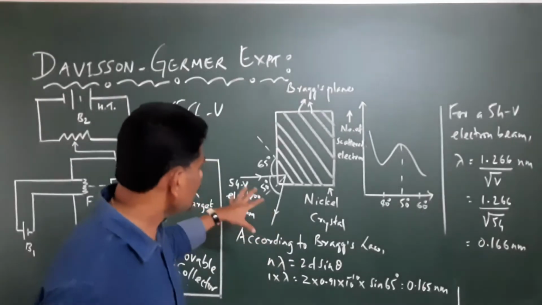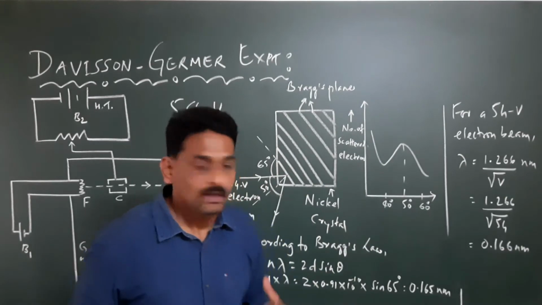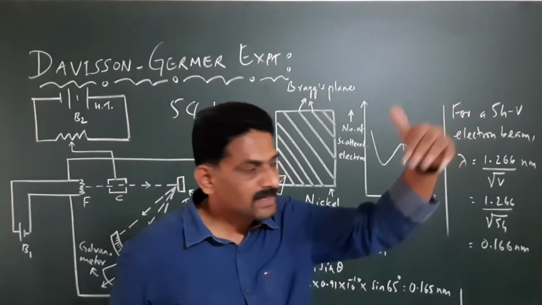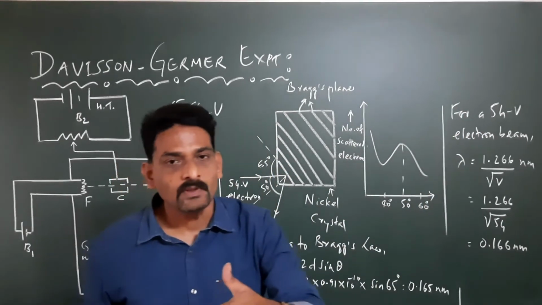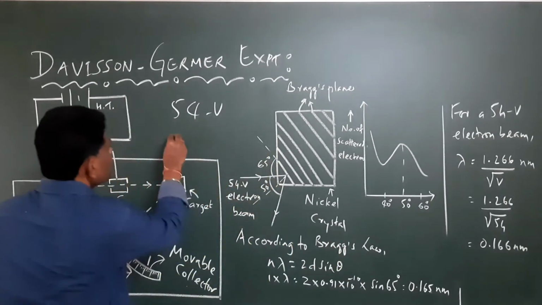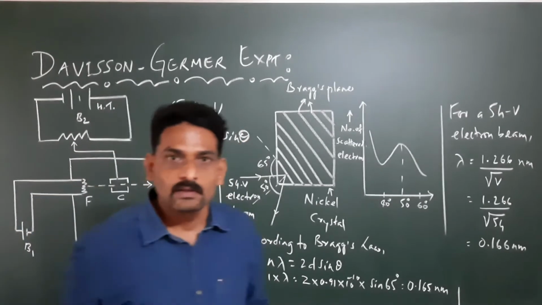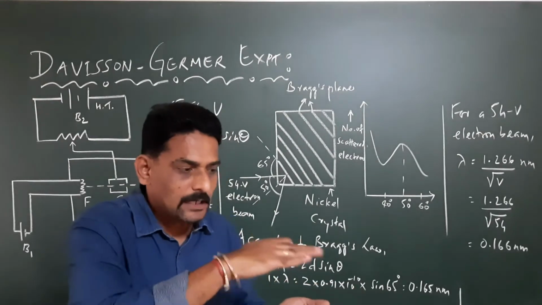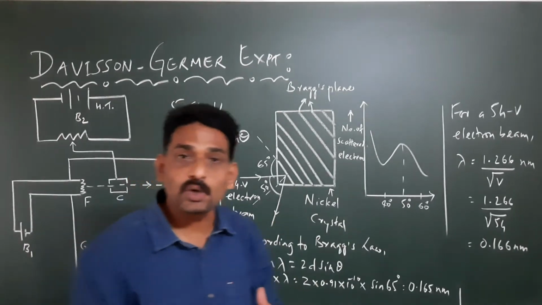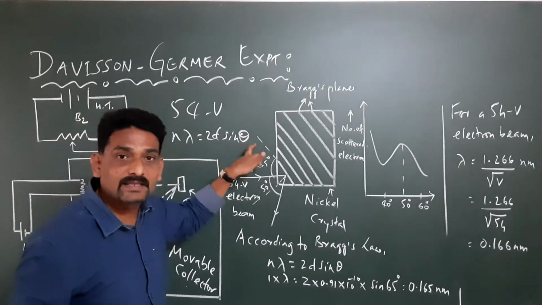Now here we have what is known as Bragg's law. What is Bragg's law? As per Bragg's law, whenever you have a crystal made up of a number of Bragg's planes, the incident X-ray beam undergoes Bragg's diffraction whenever the condition n lambda equals 2d sin theta is met.